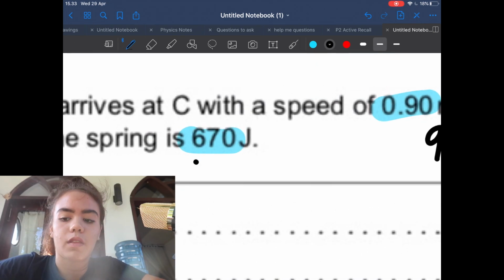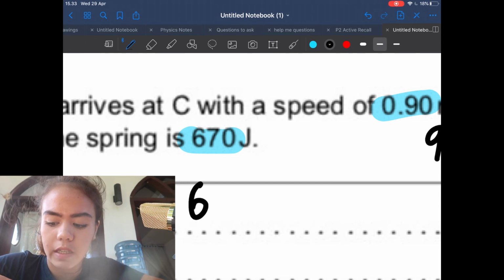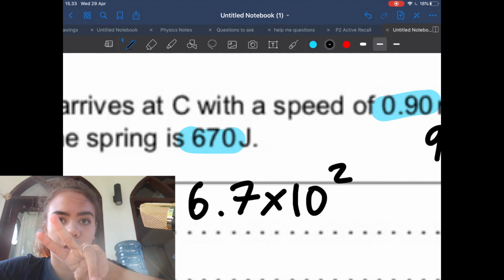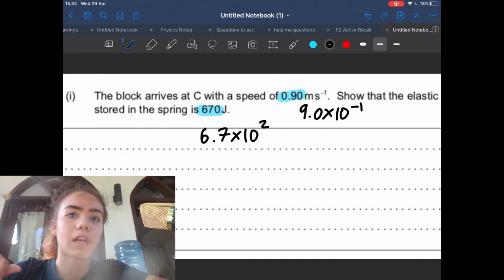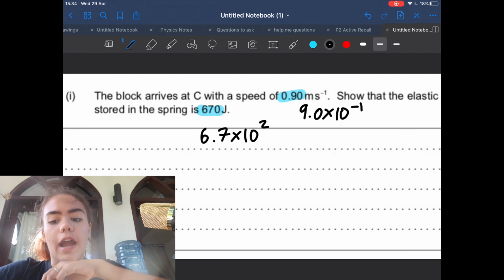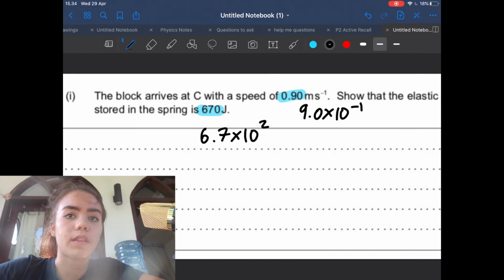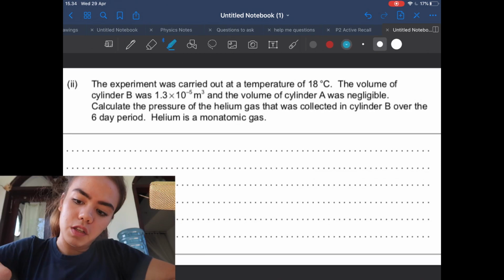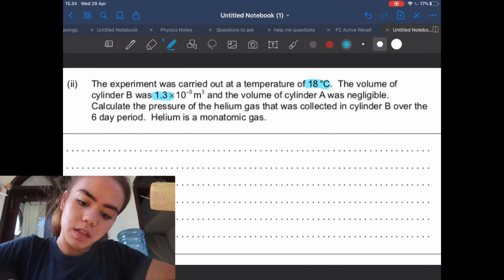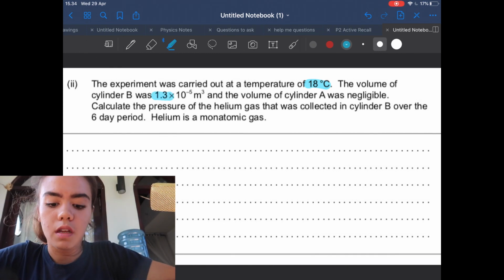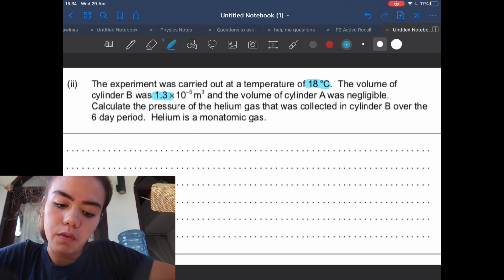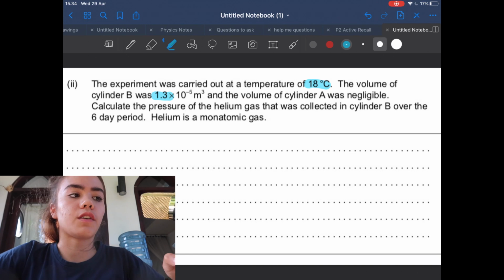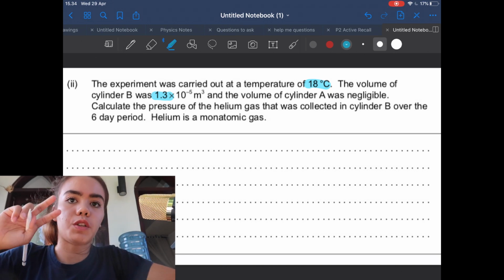Here, 670. So 670 would be written as 6.7 times 10 to the 2. So that's 2 significant figures. Both of these numbers look like they're in 3 significant figures, but they're actually 2 significant figures. So in this question, you want to quote the number to 2 significant figures, not 3. See, it's already in scientific notation. And so you want to find the pressure, and because both of the numbers are in 2 significant figures, you're going to quote the value to 2 significant figures.